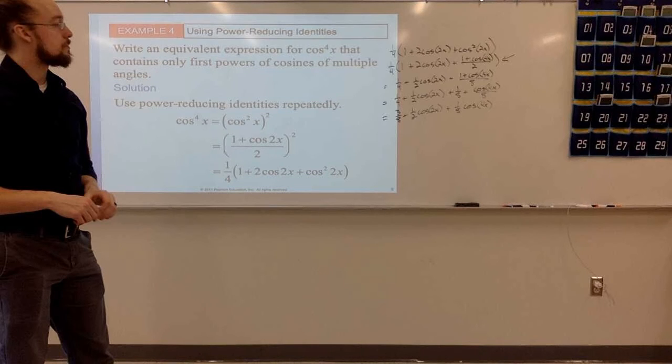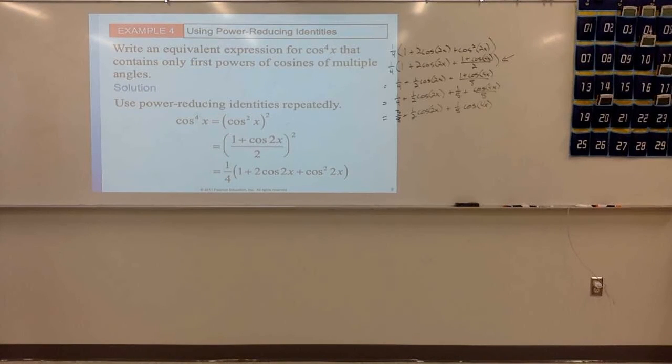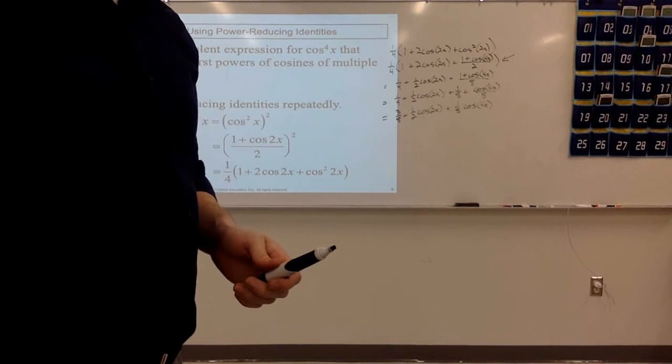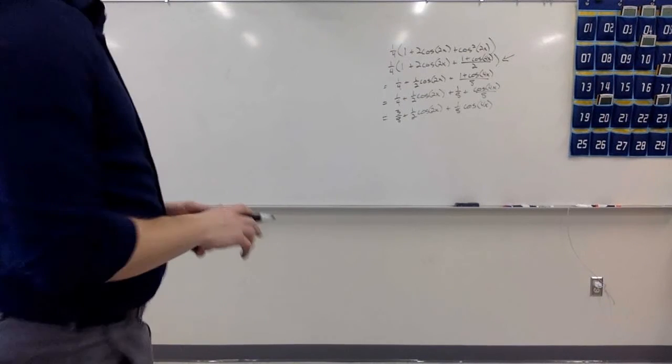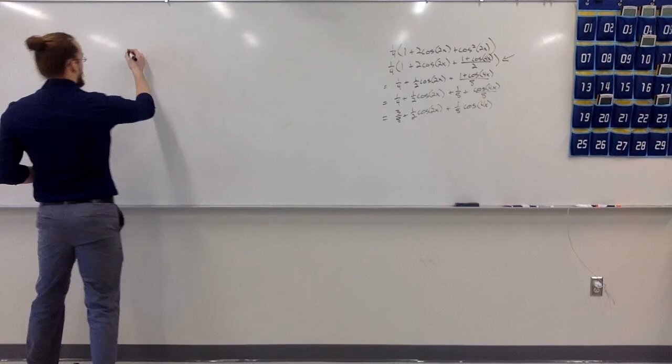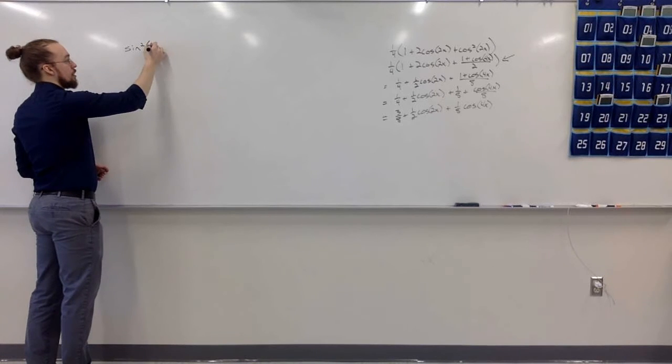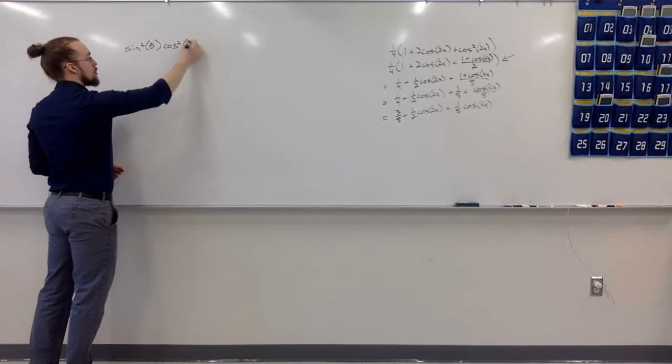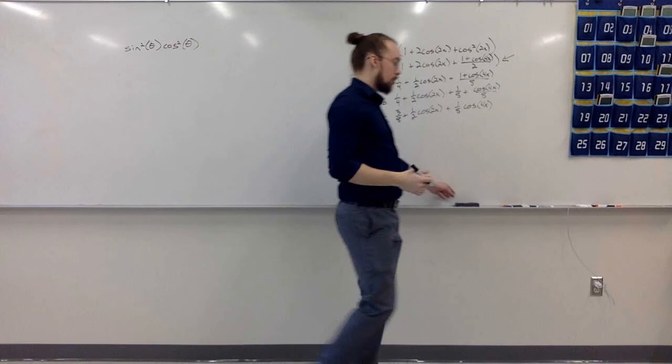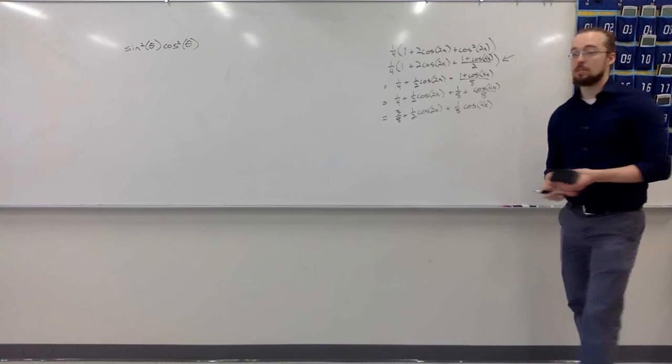Alright. Other questions on something like this? Well, let's try another one. What if we just do sine squared times cosine squared? Use the power reducing formulas to write this with only first powers.